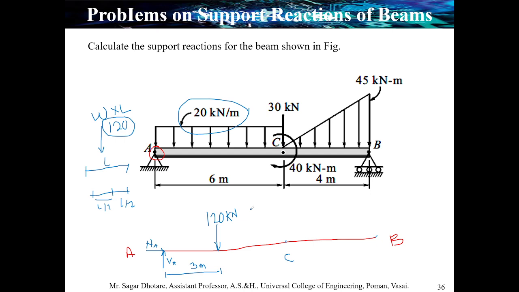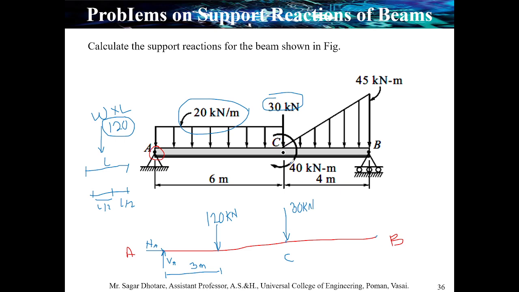Okay, next one, we have a load of 30 kilonewton. That 30 kilonewton you can directly place at point C, that is 30 kilonewton. Okay, now is there anything else which needs to be placed on point C?